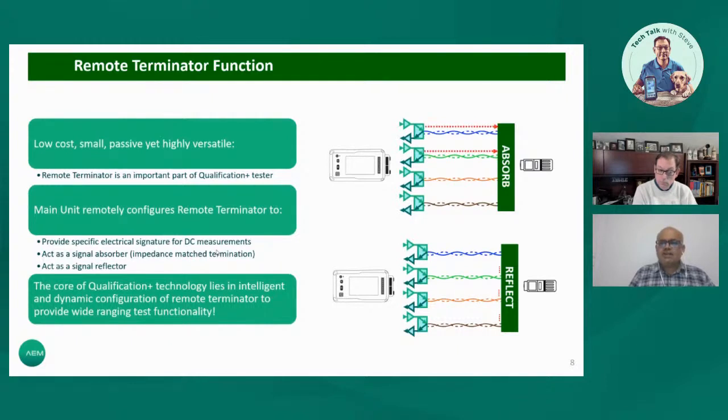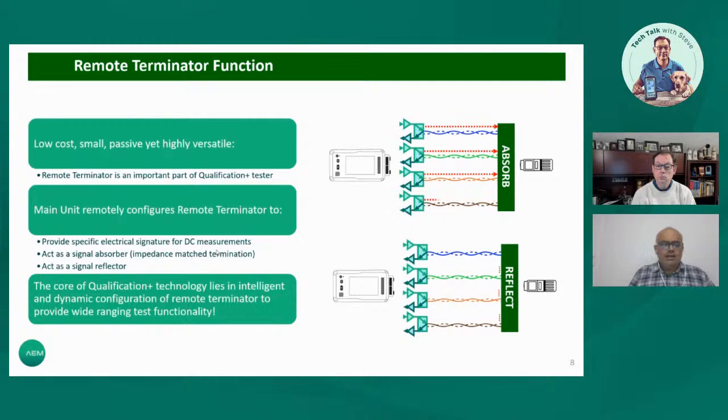So when the signal is transmitted from the main instrument, if the remote terminator is set in the absorbing mode, as you can see here with the arrows that are moving, the signal will be absorbed and will not come back to the main side, will not be reflected back. It will completely be absorbed by the terminator. So this is one mode, and these modes are all, that's the trick, right? All the modes are controlled by the main unit through controls provided over the cable under test, right?